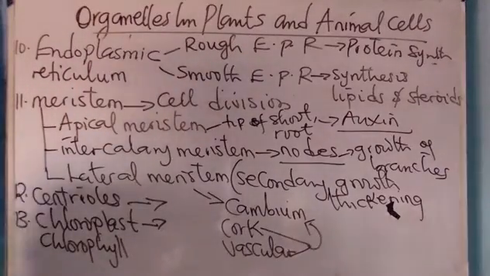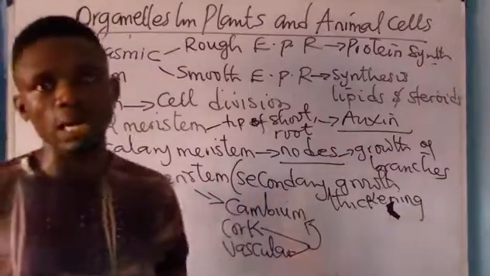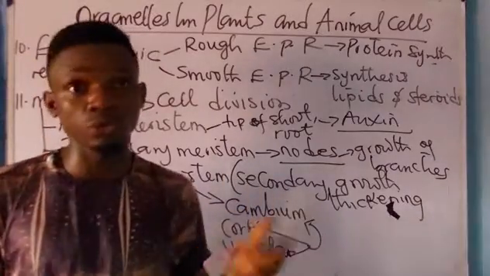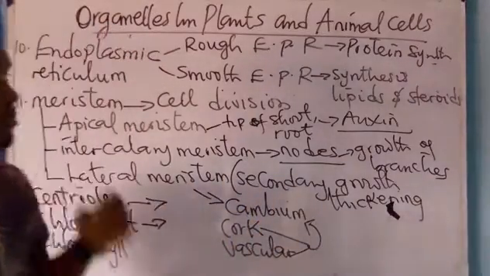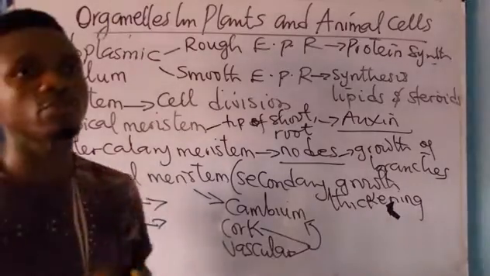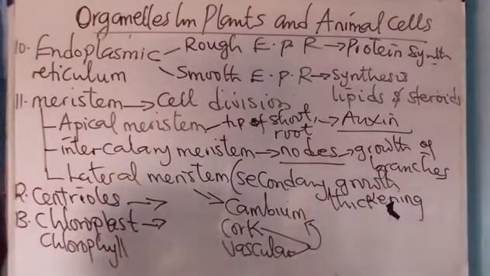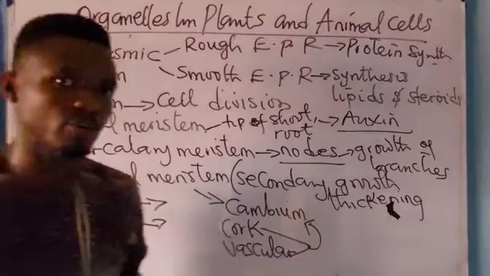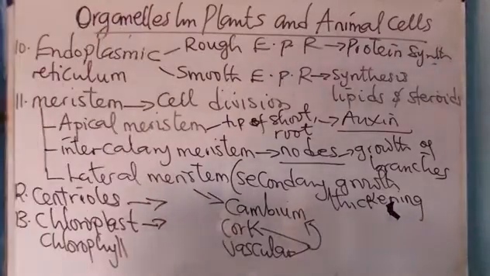Now, a normal green plant stores carbohydrate as what? Starch. But non-chlorophyllous plants such as the fungi, they store carbohydrate as what? Glycogen. Take note of that.